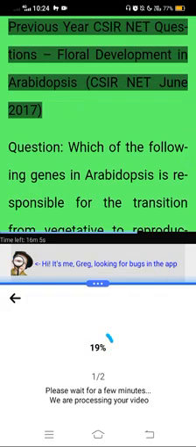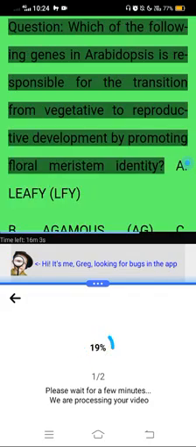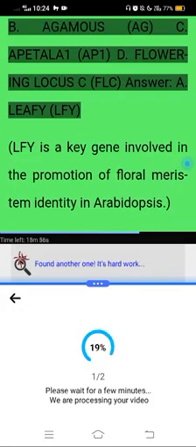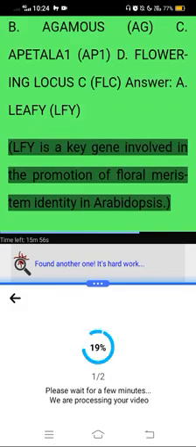Previous year CSIR NET questions. Floral development in Arabidopsis. CSIR NET June 2017. Question. Which of the following genes in Arabidopsis is responsible for the transition from vegetative to reproductive development by promoting floral meristem identity? A, LEAFY (LFY). B, AGAMOUS (AG). C, APETALA1 (AP1). D, FLOWERING LOCUS C (FLC). Answer. A, LEAFY (LFY). LFY is a key gene involved in the promotion of floral meristem identity in Arabidopsis.